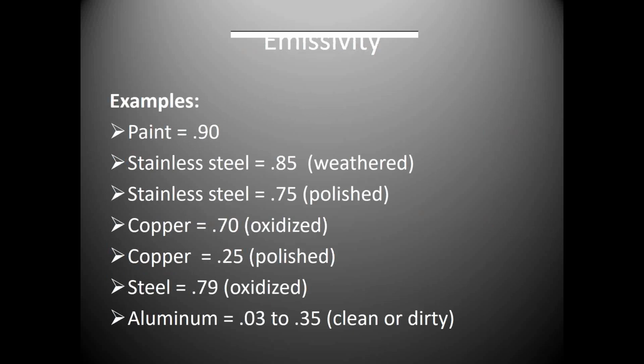One of the things I always like to teach about thermography is a term called emissivity. Emissivity is a reflective value of any surface. If you have a painted surface, your emissivity is 0.9. Looking down at copper, oxidized copper has an emissivity of 0.7, and polished copper has an emissivity of 0.25. So what does that mean to a thermographer?